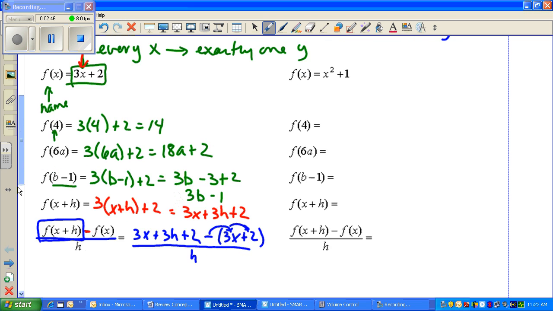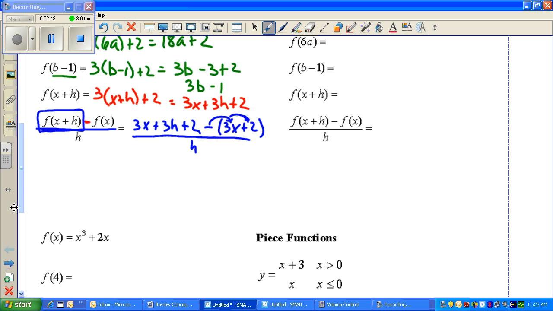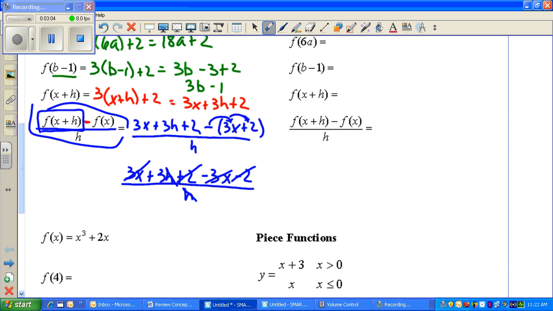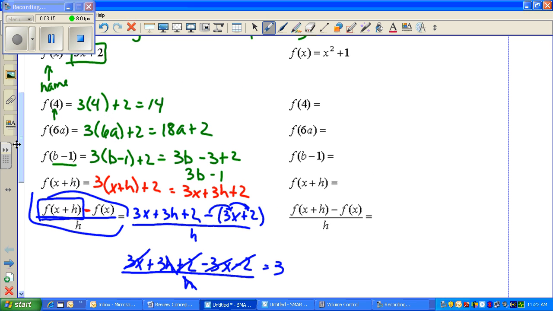So simplifying this difference quotient, I get 3x plus 3h plus 2 minus 3x minus 2, all over h. The positive 2 and the negative 2 cancel. The 3x and the negative 3x cancel. And now I have this h over h. So my answer to this entire difference quotient is 3. And if some of you remember, we're subtracting f of x's on top, which is actually subtraction of my y coordinates. Let's just try a couple more examples here.